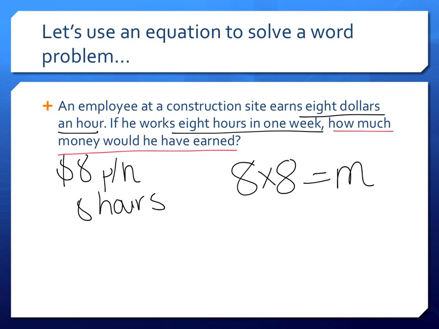8 times 8 equals M is the equation. To solve this equation, all I have to do is multiply. 8 times 8 equals 64. So I know that in this week, the employee would earn $64.